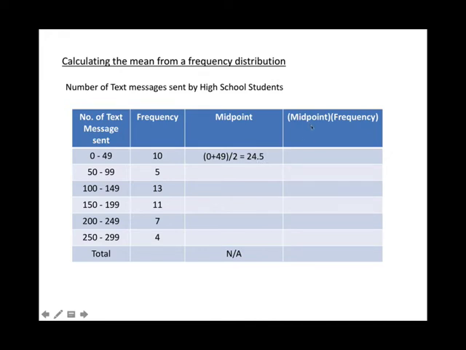After you find the midpoint, you're going to multiply the midpoint times the frequency. So 24.5 times 10 is equal to 245. Okay? Can you complete this table first? And make sure you find the total of these two columns. Okay, let's check the work.